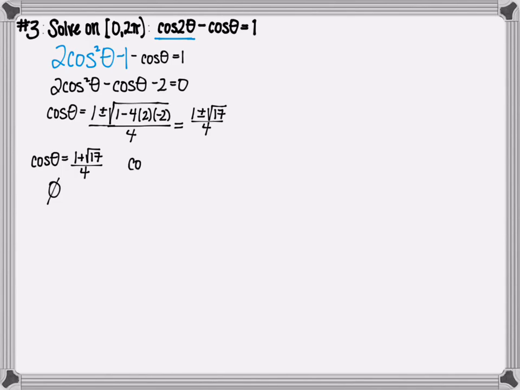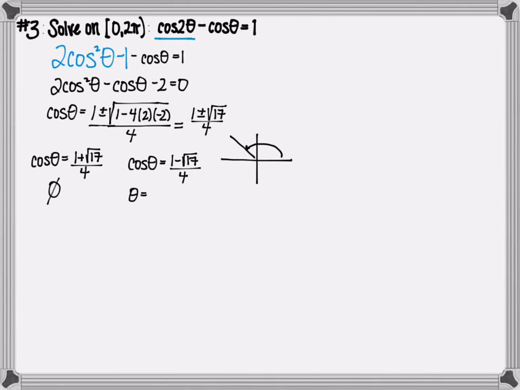And that already gives us an issue because 1 plus root 17, once we divide it by 4, is already greater than 1. So it's going to give us no solution on that side. But 1 minus root 17 over 4, that works out. And it actually gives us a negative, which will put our cosine angle in quadrant 2.